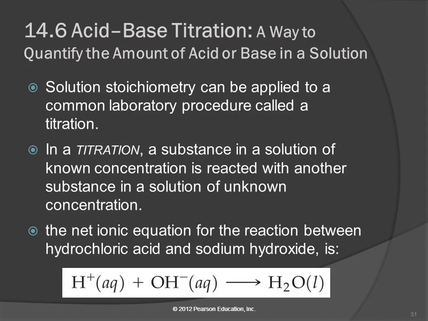Acid-base titration. This is what we're doing in lab today. It's a way to quantify the amount of acid or base in a solution, and it uses solution stoichiometry, which we just finished talking about in Chapter 13. So what we do in titration is we take a solution with a known concentration and react it with a solution that has an unknown concentration. Based on the amounts of each that we need, we can figure out what the unknown concentration is.